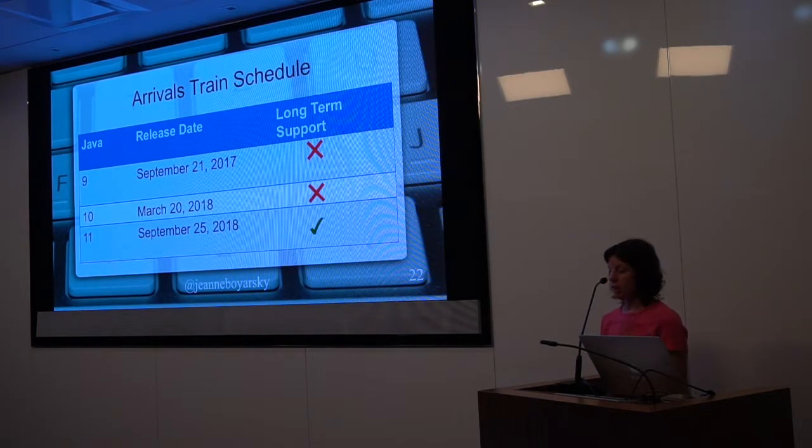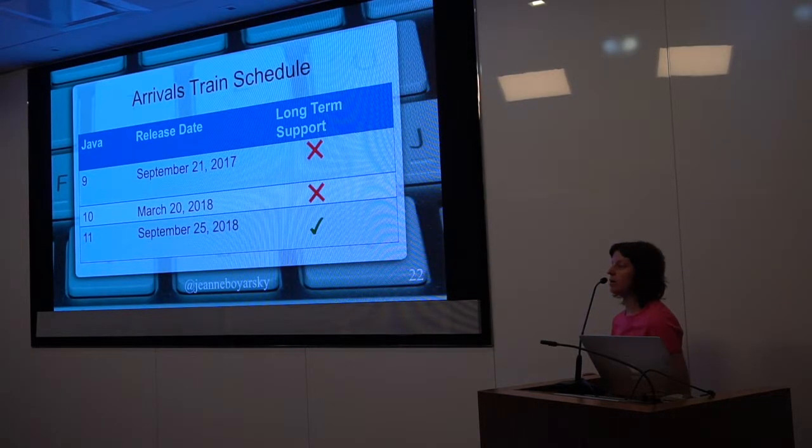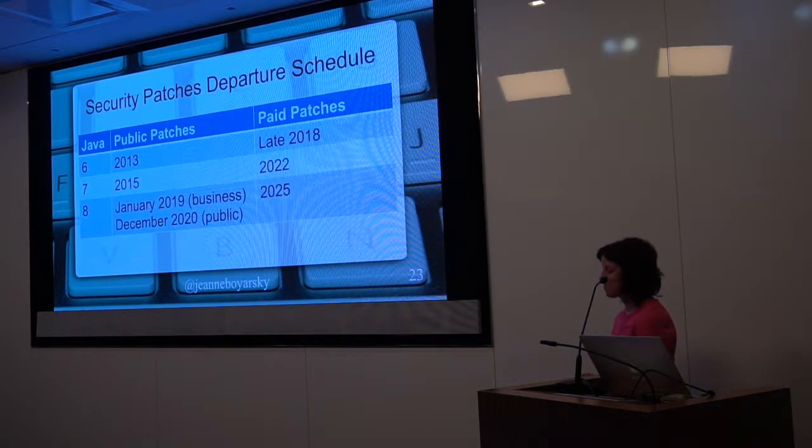The next version of Java, the first one with long-term support in a while, is Java 11, which comes out on September 25th. Awesome for me. I'm doing a presentation on September 25th at my company conference. I get to stand on stage and announce that Java was released.